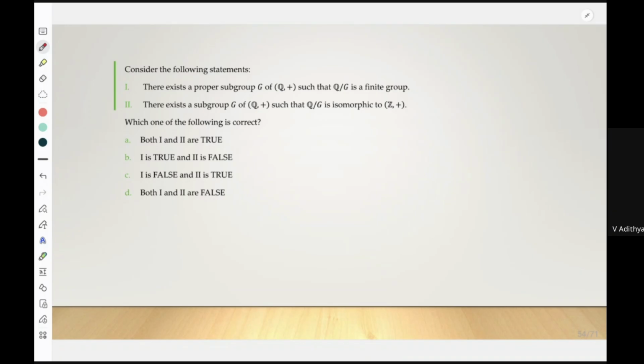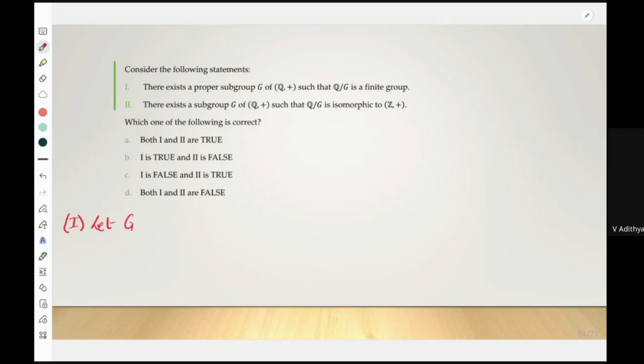Okay. So let's start with the first part. We'll try to either show this is true or show it's false. Showing it's false might be difficult because first we'd have to find all the proper subgroups of Q plus and then see if the quotient is finite. We can check if it's true by assuming it and seeing if we get a contradiction.